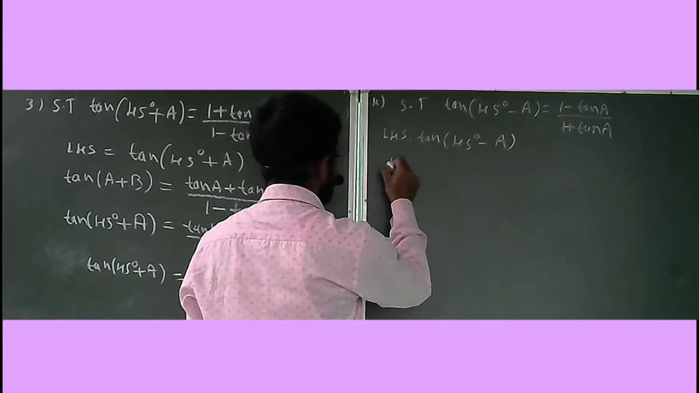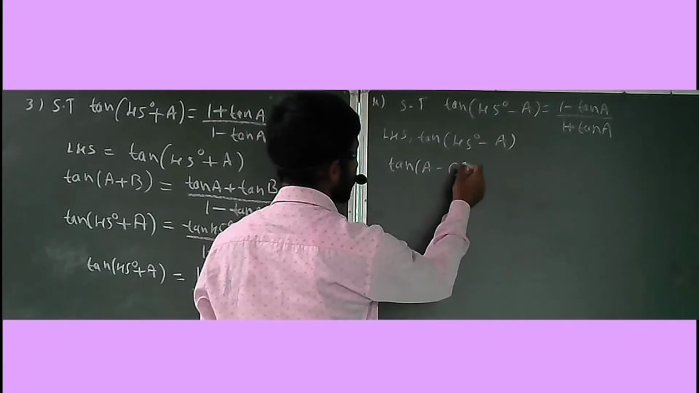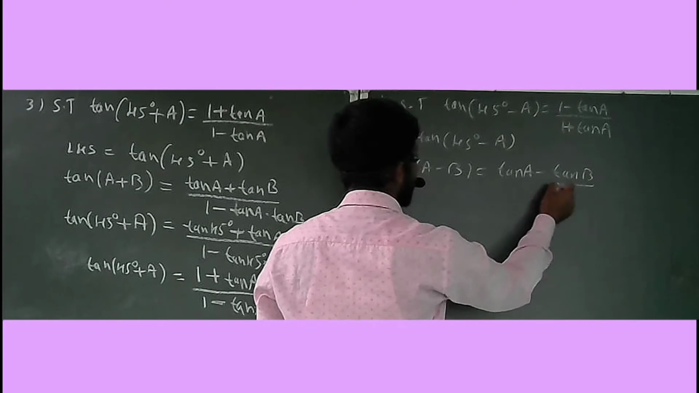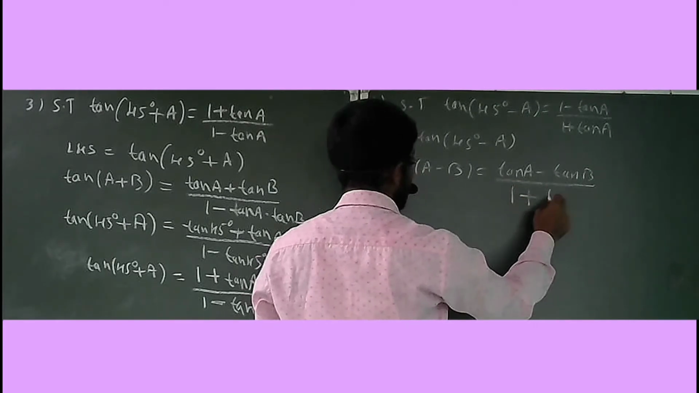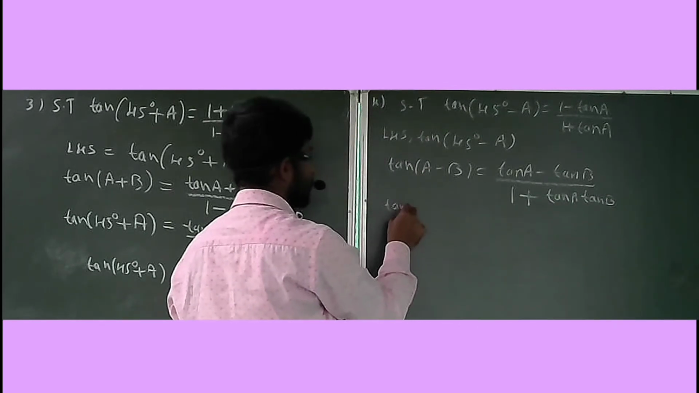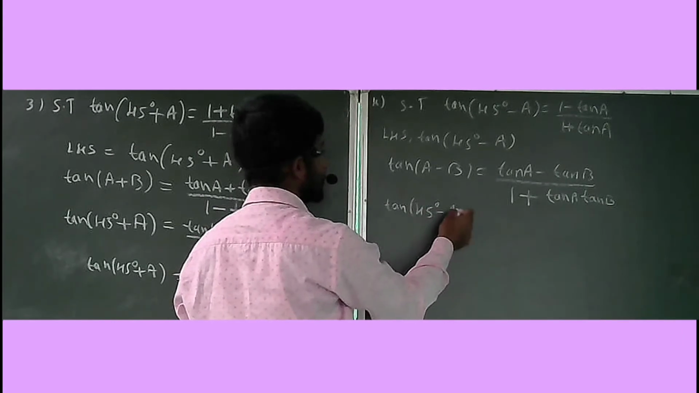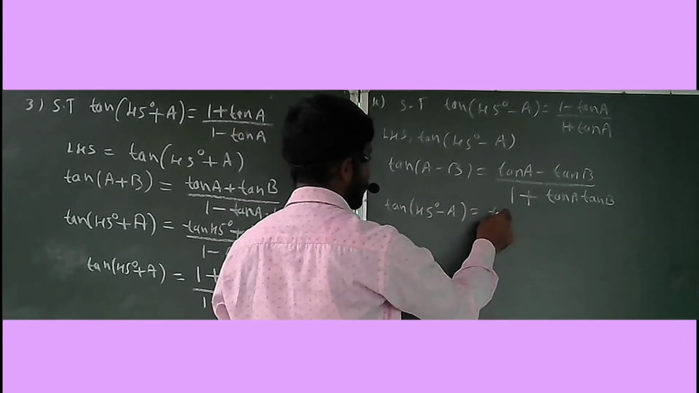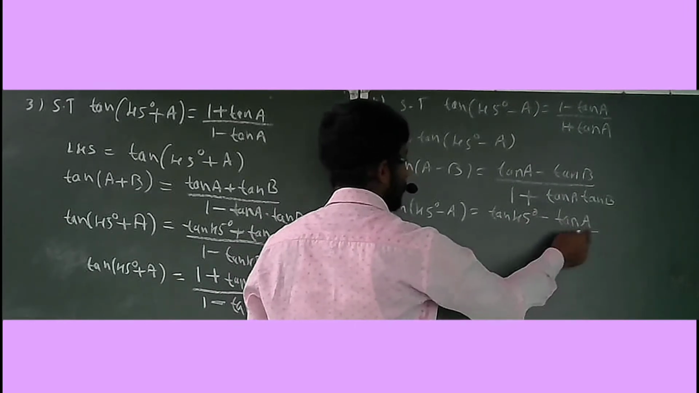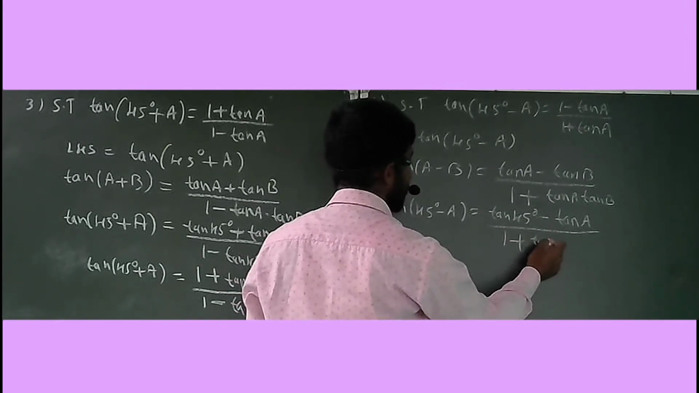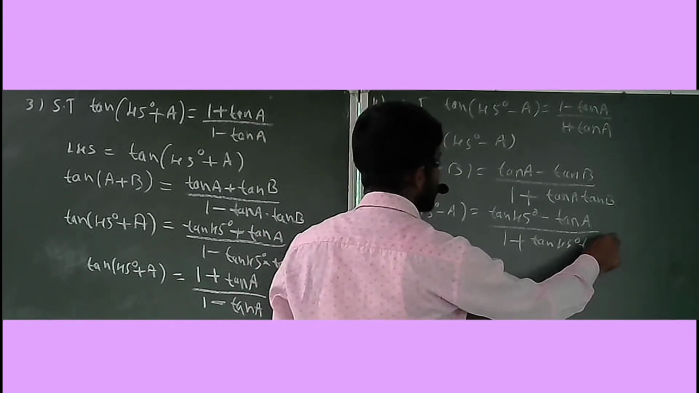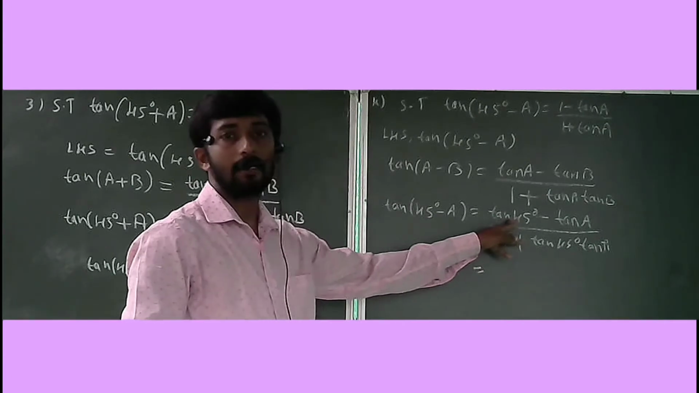We have the formula tan of A minus B is equal to tan A minus tan B divided by 1 plus tan A into tan B. Okay, tan of 45 degree minus A is equal to tan 45 degree minus tan A, divided by 1 plus tan 45 degree into tan B. In place of B, you need to substitute A. In the next step, substitute standard angle value.